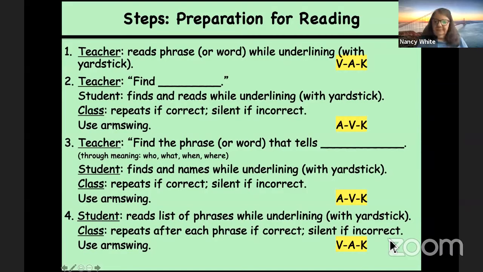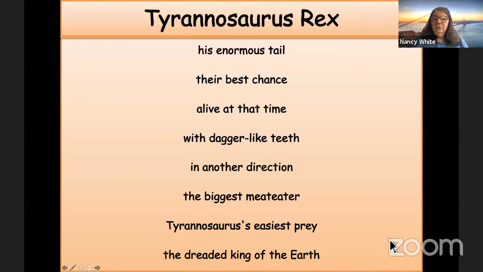These are the steps. I'm not going to go over the steps with you. I'm just going to do them with you. If you have a ruler or something that you can put under the phrase, rather than go back and forth between the share and not share, which is going to take too long, I want you to visualize me with these phrases on a whiteboard and with a ruler under it. And I'm going to read it. I want you to repeat: his enormous tail.